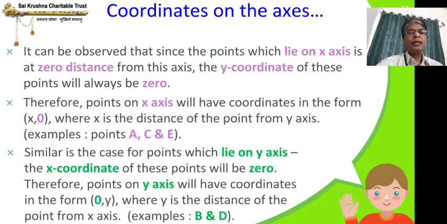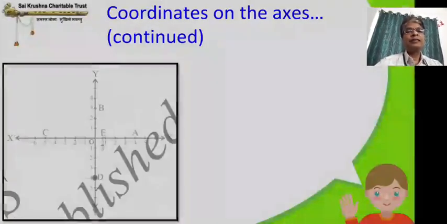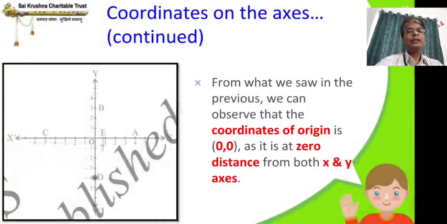Similarly, those which are lying on the y axis, the distance from the y axis is 0. Therefore, the x coordinate is 0, and the y coordinate will be the value on the y axis. Examples are B and D. These are very simple. The language may be a little difficult, but if you see the examples you have done already, you will be able to make it out easily. And also one more point is there.